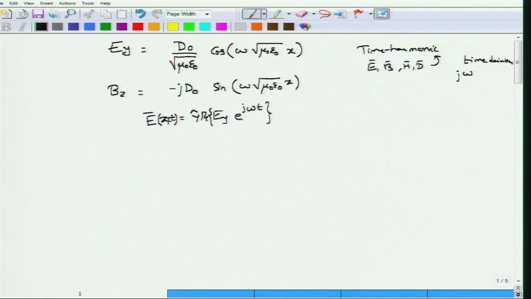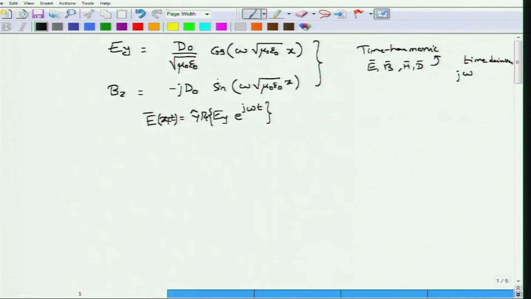We are going to still assume that we are in the time harmonic form, and then we will use the time harmonic Maxwell's equations to see whether this pair of solutions which someone has worked out is consistent with Maxwell's equations or not. Are they solutions of Maxwell's equations or are they not solutions of Maxwell's equations.